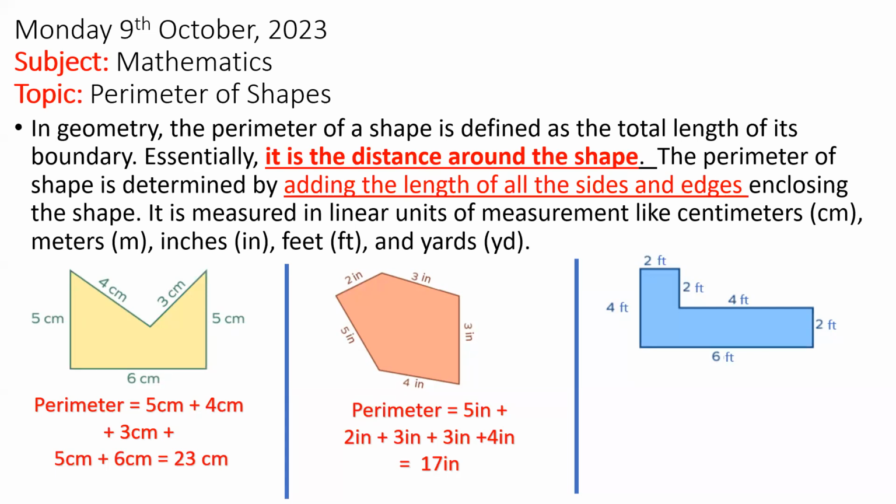So find the perimeter of this object right here, the third one in baby blue. Again, perimeter is the distance around the shape, and we can find it by adding up all the edges.